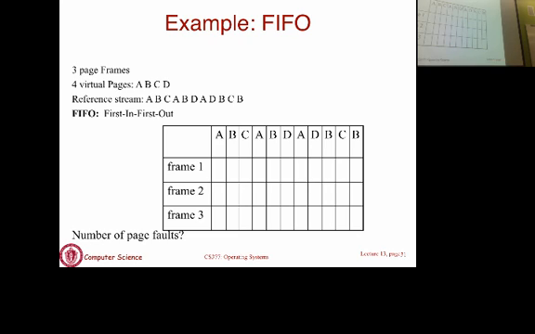Okay, so then we just count how many page faults you have. So 3 of them here, 4, 5, 6, 7. Okay, so you are going to get 7.